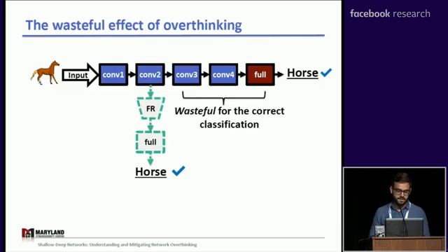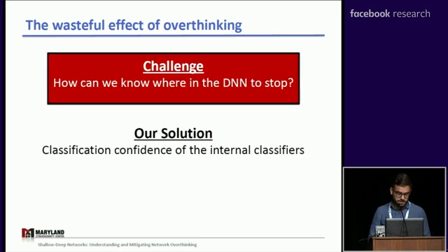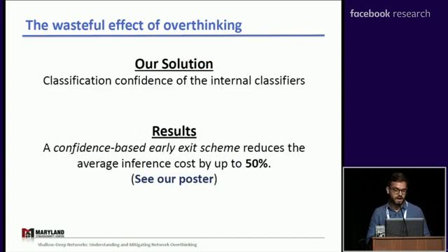So here we see a sketch of the wasteful effect of overthinking. We have this nice image of a horse, which is correctly classified by the internal classifier as a horse, which makes the layers after the internal classifier wasteful for the correct classification. So the challenge is, how can we know where in the DNN to stop? Our solution is very simple. We simply use the classification confidence of the internal classifiers. And it turns out our confidence-based early exit scheme reduces the average inference cost by up to 50%.